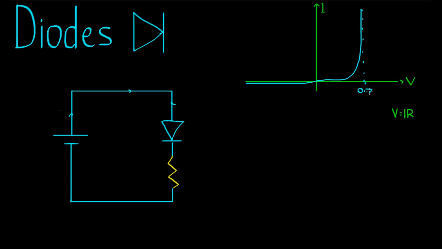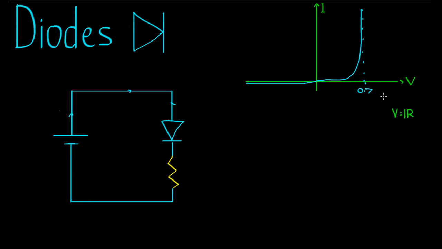This value can change. If it's a germanium diode, it might not be 0.7, it could be 0.3. But the gist of it is it's fussy. It'll do everything it can to only accept this amount of voltage.